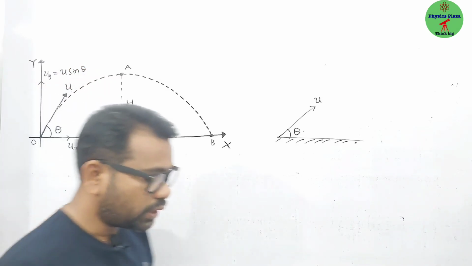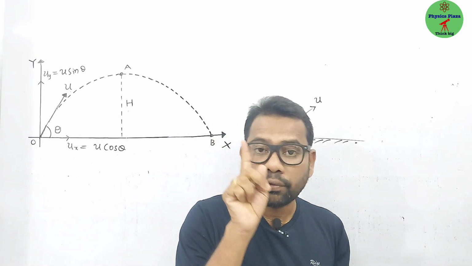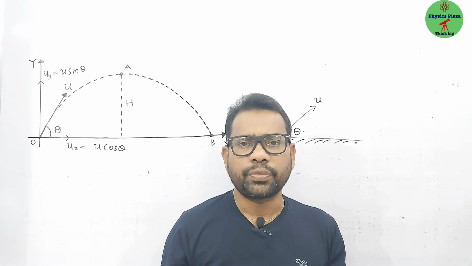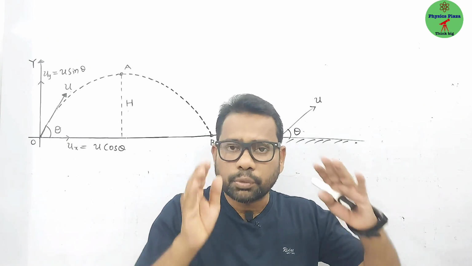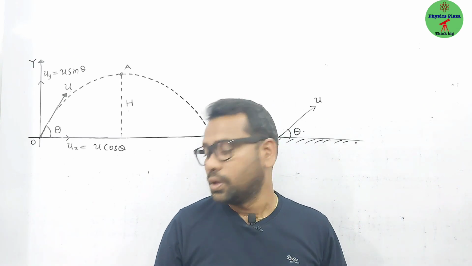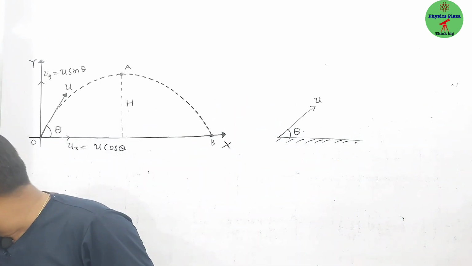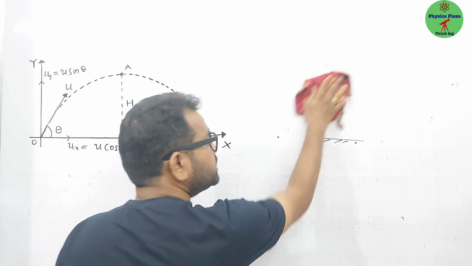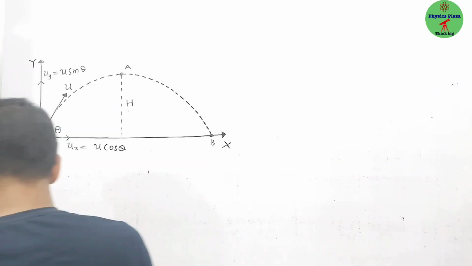And dear children, we know that on the projectile only one force is acting, that is the force of gravity, that too in the vertically downward direction. But is there any force acting on the projectile in the horizontal direction? No. So there is no force acting on the projectile horizontally. Hence there is no acceleration.